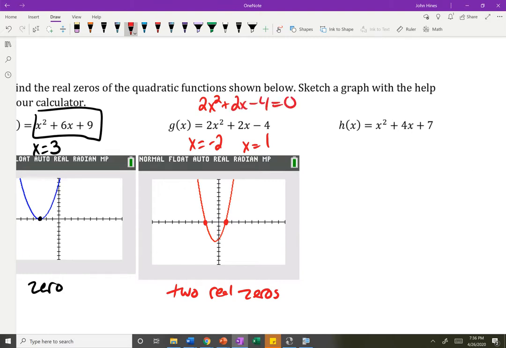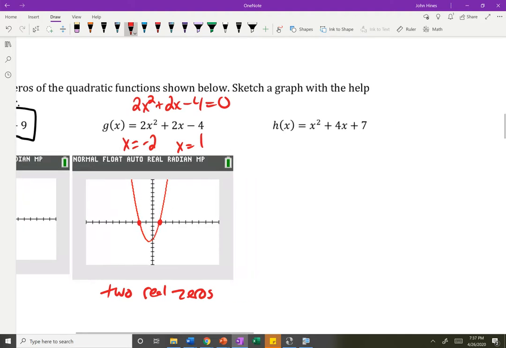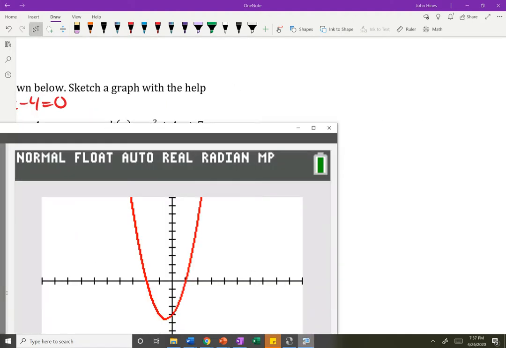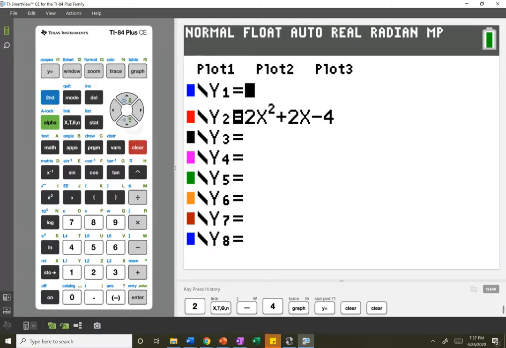I didn't have to factor. I didn't have to complete the square. I didn't have to use the quadratic formula. I'm done. I used my graphing calculator to find the zeros. There we go. We're done. Let's look at this one. X squared plus 4x plus 7. Last one here.